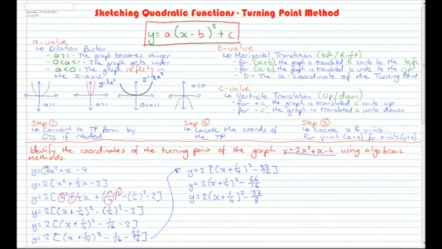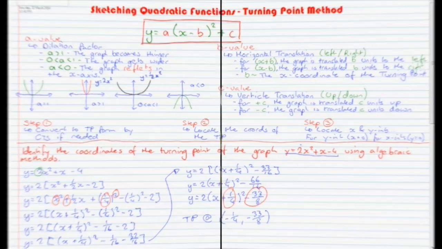Now the question actually asks for the turning point. Well, I can get the coordinates of the turning point from my b value and my c value. So the turning point will be at negative 1/4, because it's the opposite of the sign here, comma, negative 33 on 8 for my y value. And there you go, that's how you turn an equation into turning point form when you've got an a value out the front of the x squared.